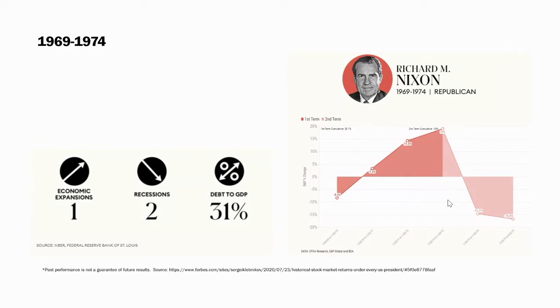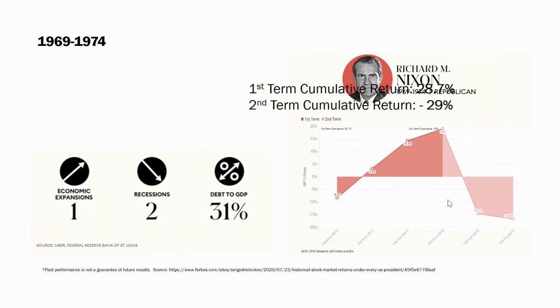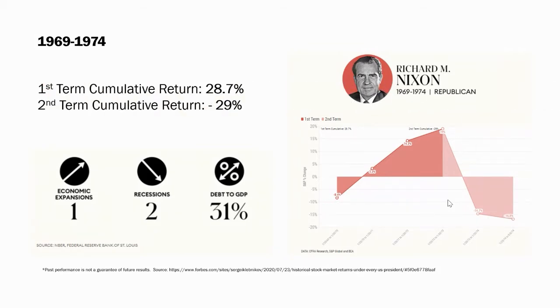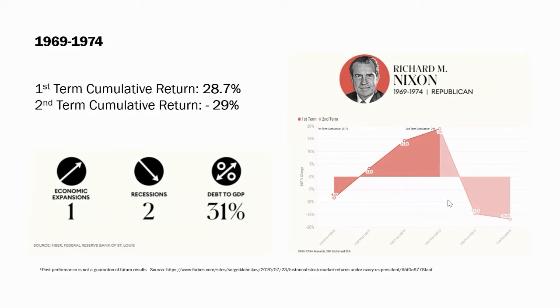things, not just who is the president of the United States, but there was a lot of things that the person in that office as well as Congress had to deal with. So the first cumulative term was pretty good for Nixon, 28.7. However, the second, leading up to that 1974 period in the market, obviously did not bode well for him, and ultimately an eventual exit from office. But when he left, the cumulative return was negative 29%.